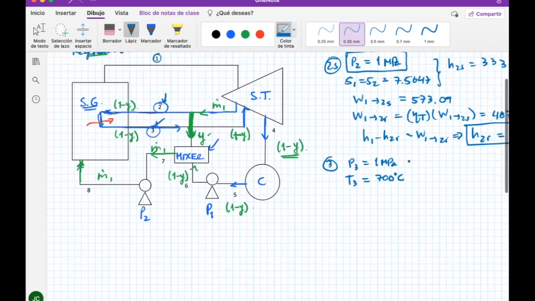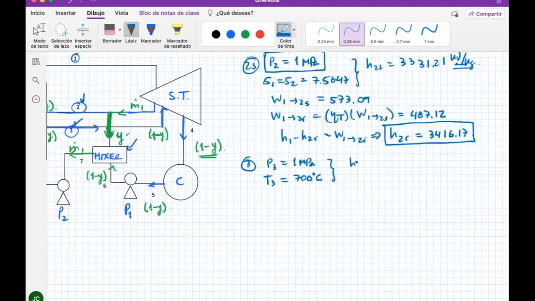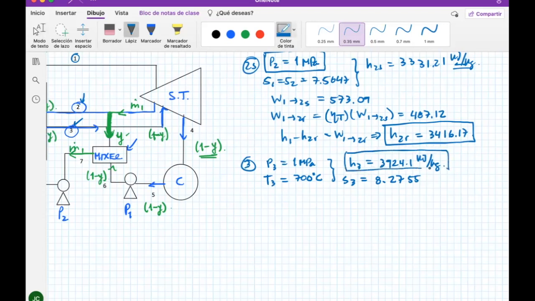So if it's doing this, I will get here H3 equals, I think I have the numbers here and I already have them, 3,924.1 kilojoules per kilogram. Okay, and also I'm going to get the entropy because I'm going to need it later, because it's going to go into the steam turbine again. And if it's going into the steam turbine again, I need to use the isentropic efficiency of the turbine. Okay, so I have these two: the enthalpy and the entropy. This one is really important. I'm going to use it maybe later.